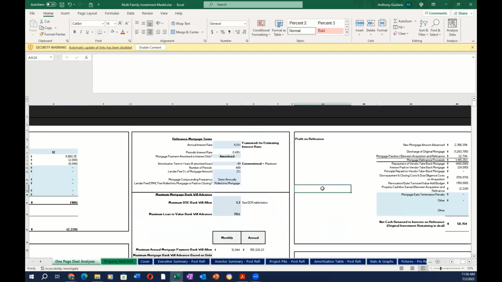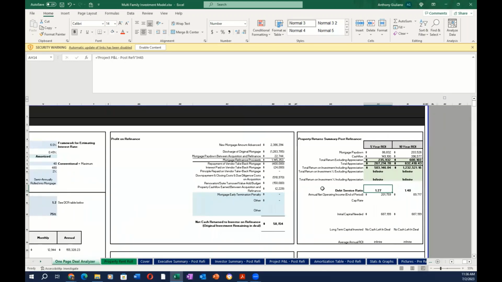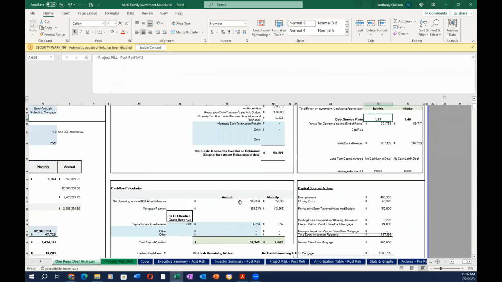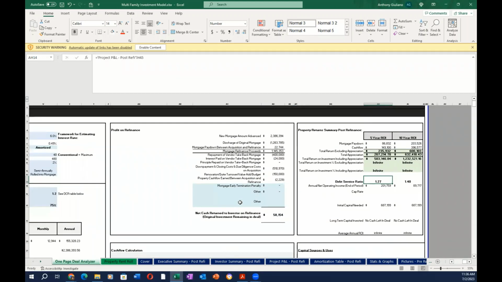So now is the part that everyone tends to enjoy. We're going to now try to see how much of our original investment is left in the deal. So I call this profit on refinance. Maybe you might want to call it cash proceeds returned to you on refinance. But the way that the calculation works is we know that we now will have a $2.3 million mortgage advanced to us on refinance. We have to discharge the original bank mortgage of $1.2 million on acquisition.